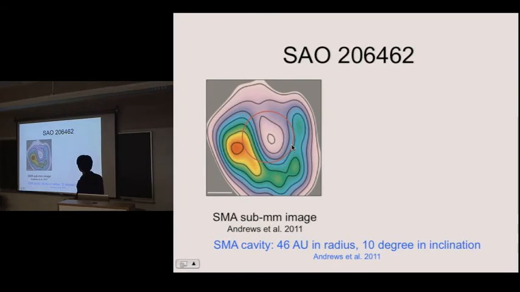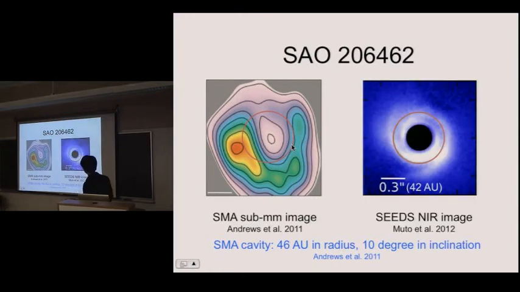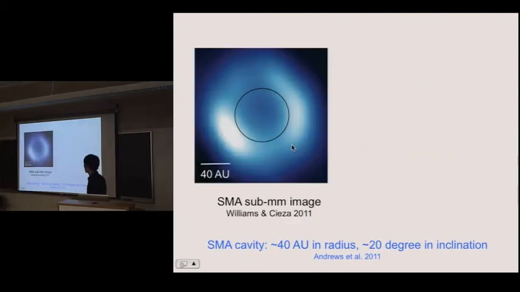I'll show you three examples. The first one is a published result, SAO 206462. This is a submillimeter image. The orange circle here is the cavity size determined from radiative transfer fitting of the submillimeter signal. This is a SEED image here. They're on the same scale, and the circles are the same size. So you actually see a lot of scattered light coming from inside the circle. The black hole in the middle is a coronagraph, so you don't have access to it. So you see scattered light inside this submillimeter cavity, which tells you the near infrared doesn't seem to have a cavity.